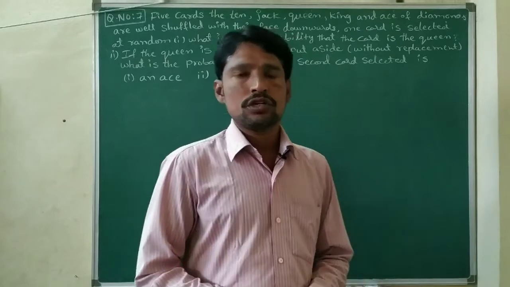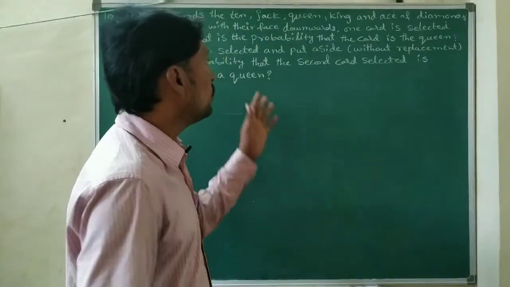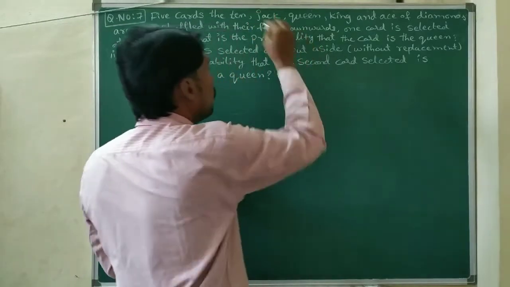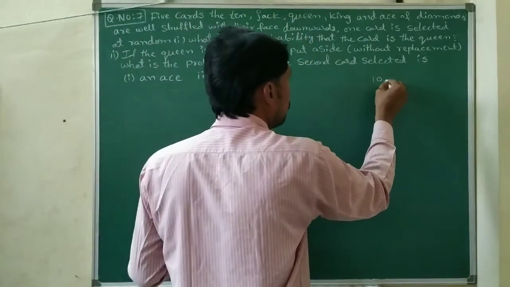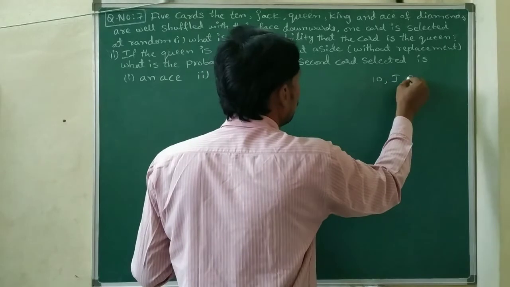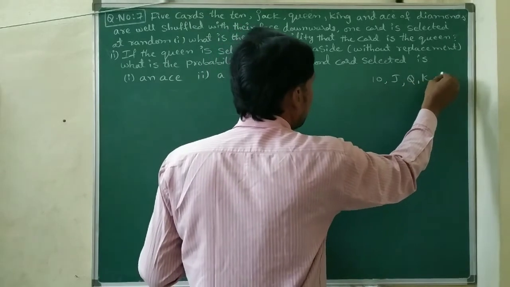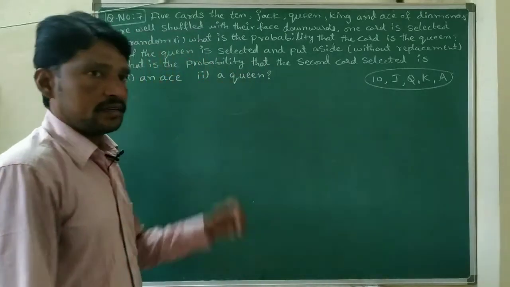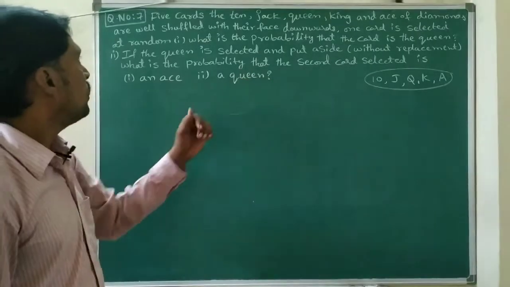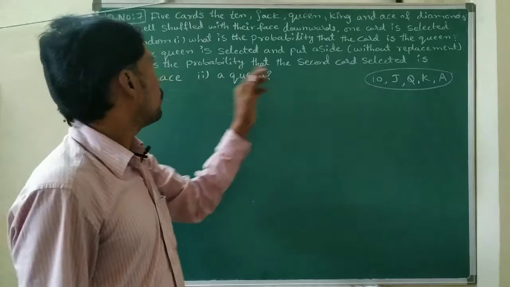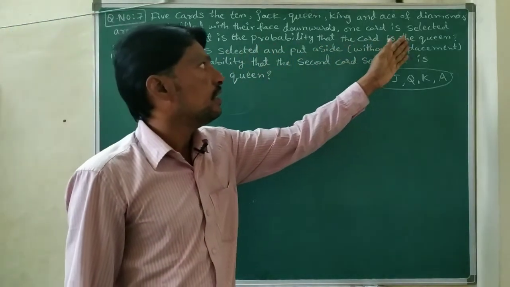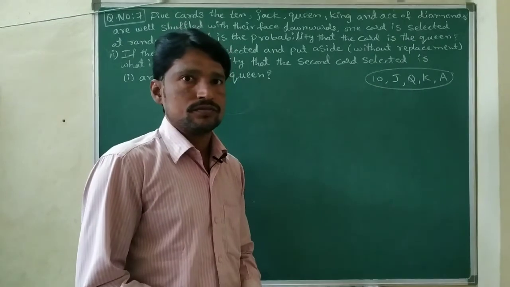Let us see the solution. What information is given in this problem? The 5 cards are 10, Jack, Queen, King and Ace. These 5 cards are there in this set. So in this set, we need to find the probability that the card is the Queen. We need to find the first one.